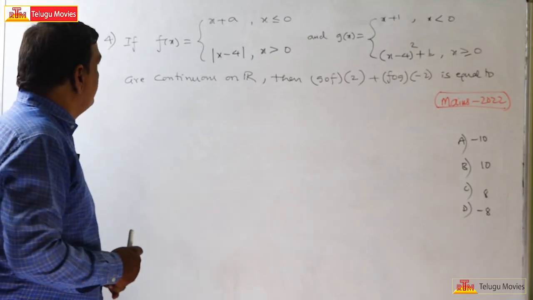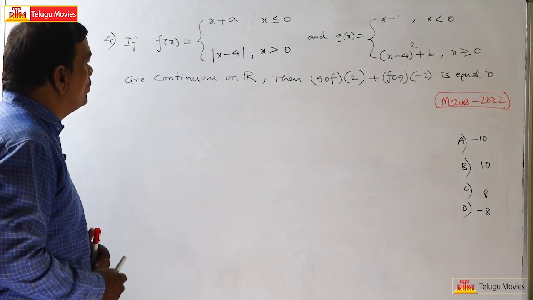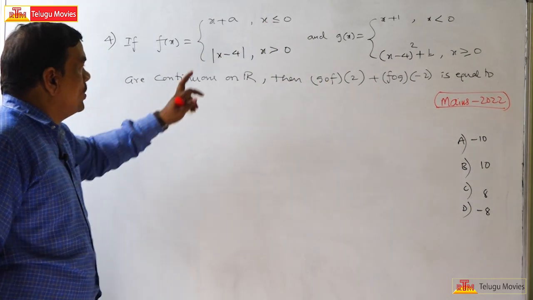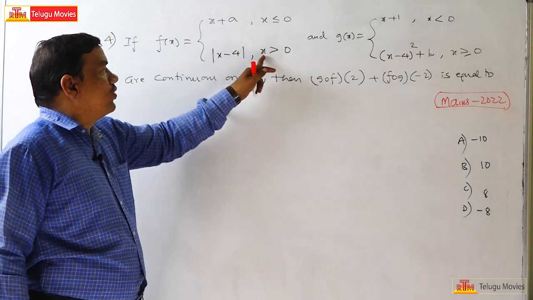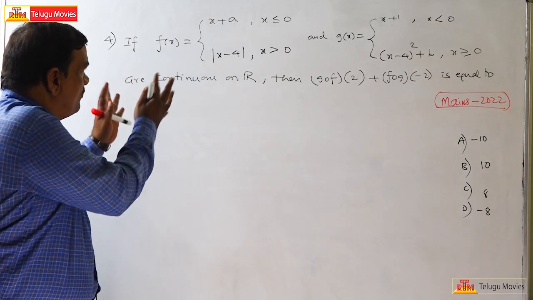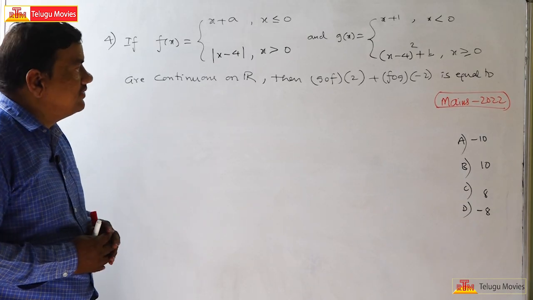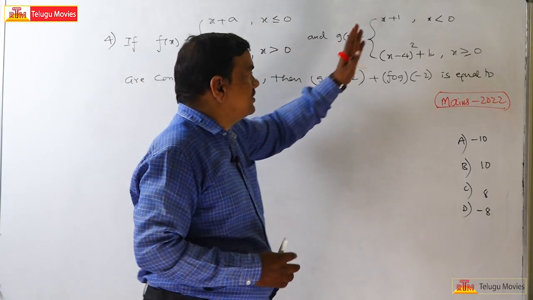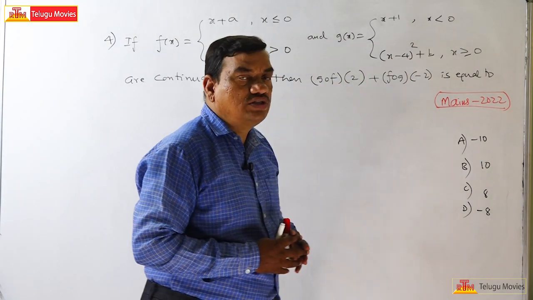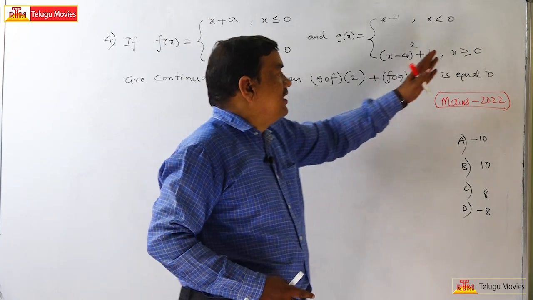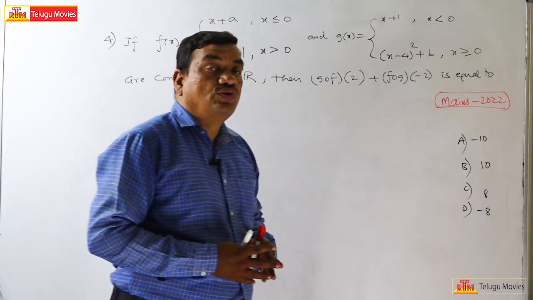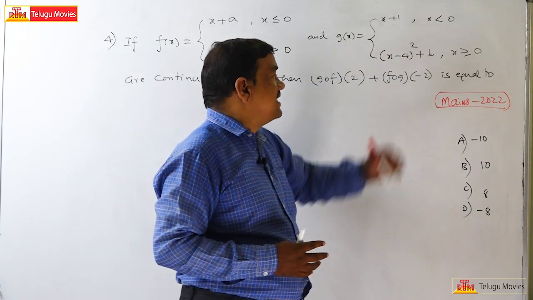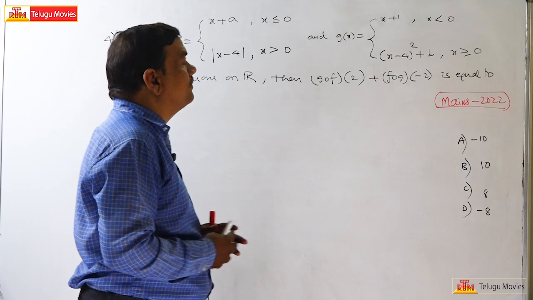Welcome to this problem. If f of x is equal to x plus a, x less than or equal to 0, modulus of x minus 4 if x greater than 0. This is the f of x function, it is defined like that. And a g of x function is also another function. It is defined when x less than 0, g of x is equal to x plus 1. If x greater than or equal to 0, that is 0 and more than 0, the function is defined as x minus 4 whole square plus b.